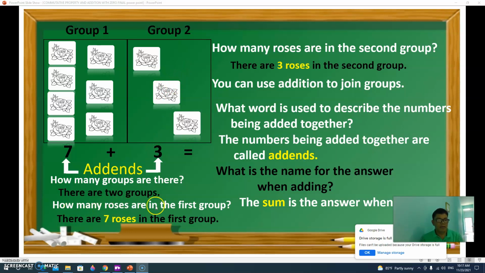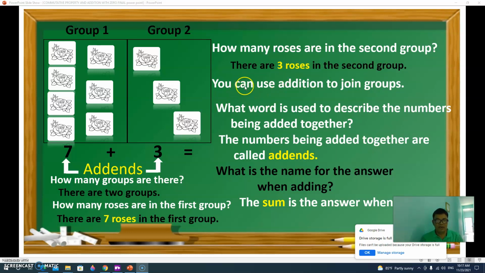How many roses are in the first group? 1, 2, 3, 4, 5, 6, 7. There are 7 roses in the first group. Next, how many roses are in the second group? We're going to count. 1, 2, 3. There are 3 roses in the second group.